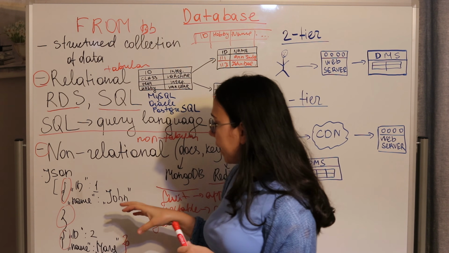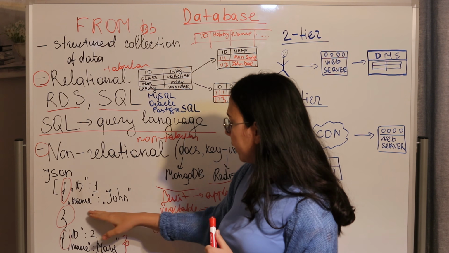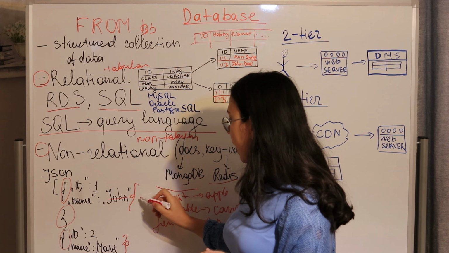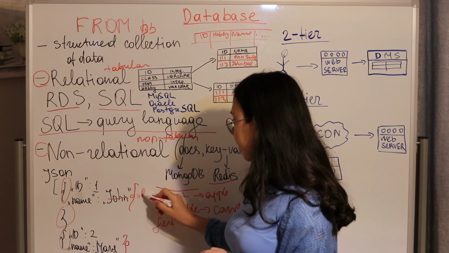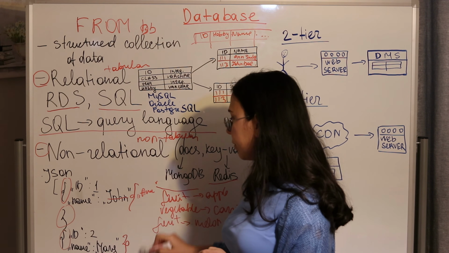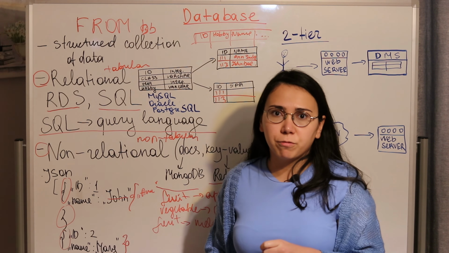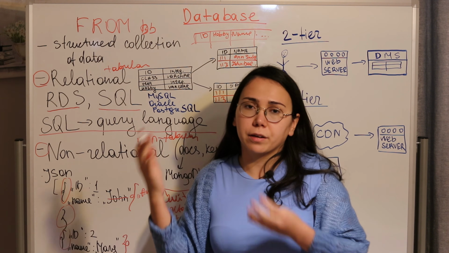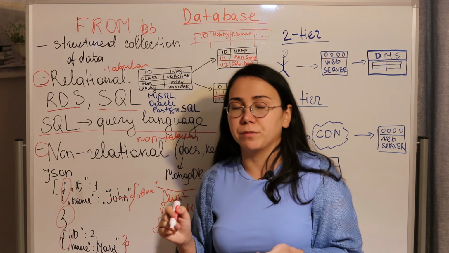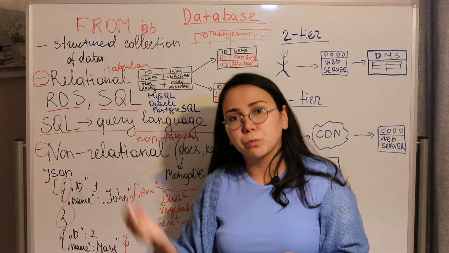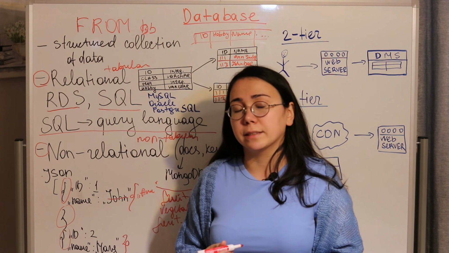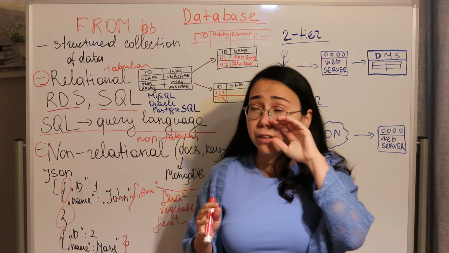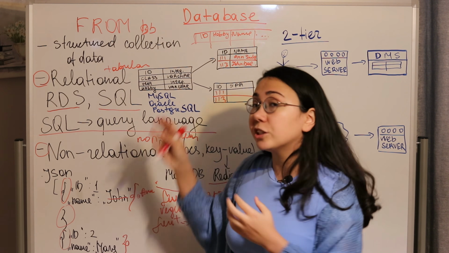Nesting means, for example, under ID 1 and name, we can open another bracket, and instead of John, put Anne, right? And put several names. Or under name, we can define another bracket, let's say American, and then list American names with this ID. Or we can list European names, English names, etc. So JSON allows us to nest that data, which is very different from how data is presented in relational databases.